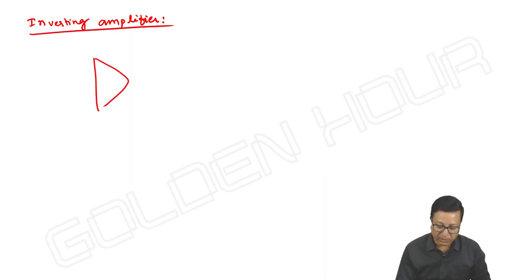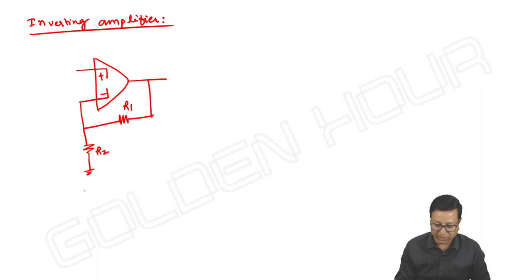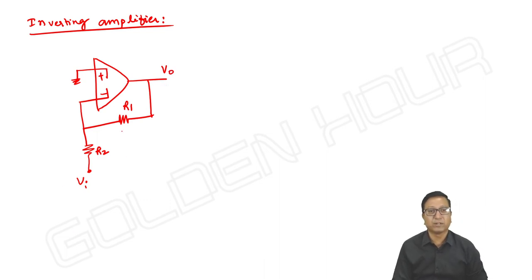So I draw the circuit this way, R1, R2. Oh, inverting amplifier I said, no? So it is a non-inverting. Let me take, connect this one to ground and here Vi, V output. This is how I draw the circuit. The same circuit I am redrawing in this fashion.